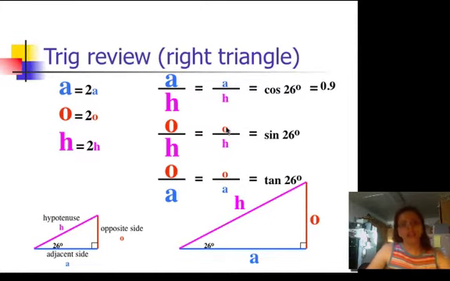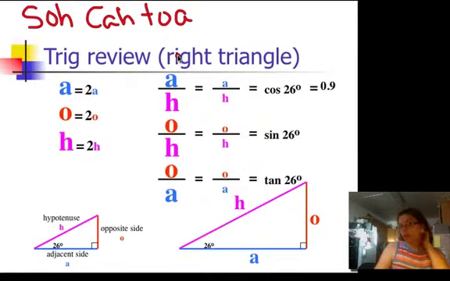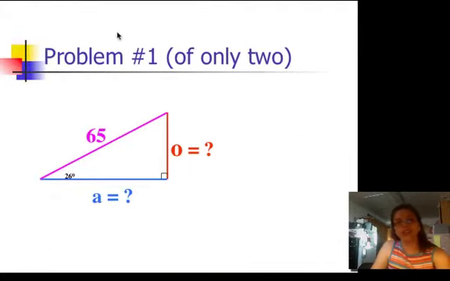Some of you guys know SOHCAHTOA, which is great. I learned it as some old horse caught another horse taking oats away, which was really helpful for me because I am a horrible speller, so spelling SOHCAHTOA was a little bit scary when I first learned it. So whichever way works for you, that's great. Let's erase that and go on.